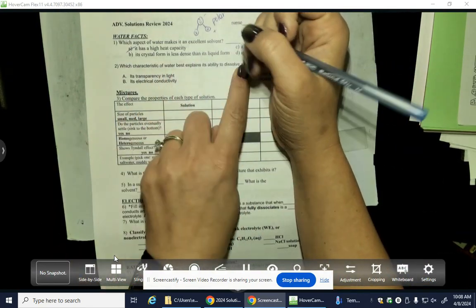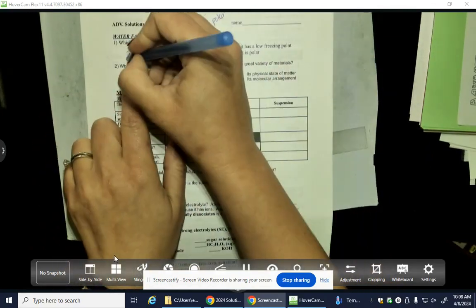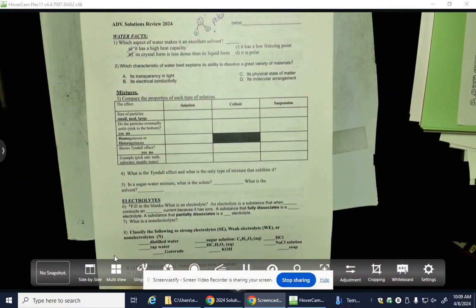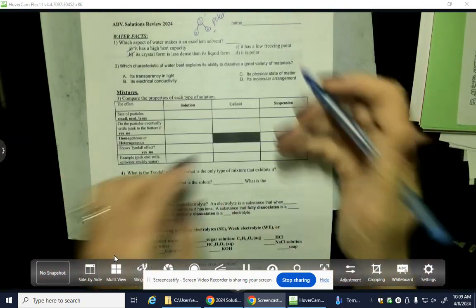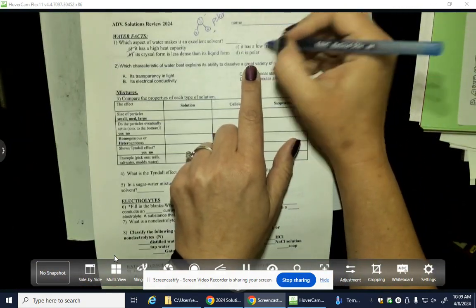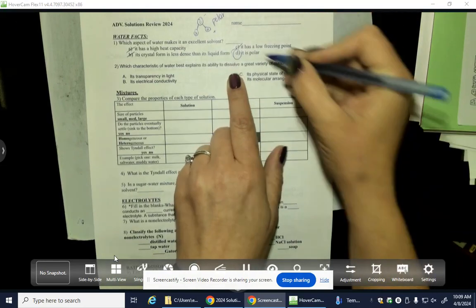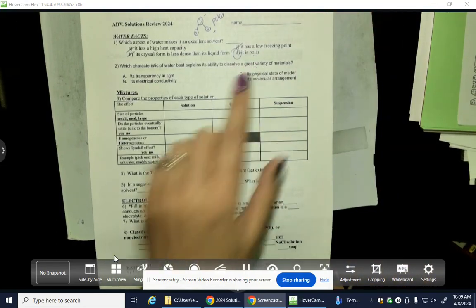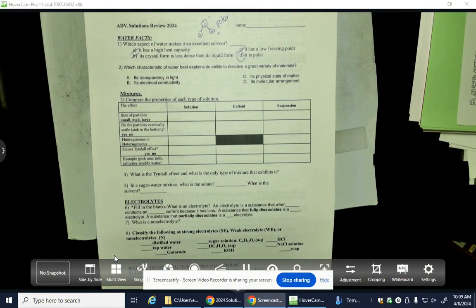Its crystal form is less dense than its liquid form. That's cool too, but that just makes it float, and that's how life can exist still in the cold weather. Has a low freezing point. Okay, not it. It is polar. It has to do with its structure. All right, so polar just means positive, negative.